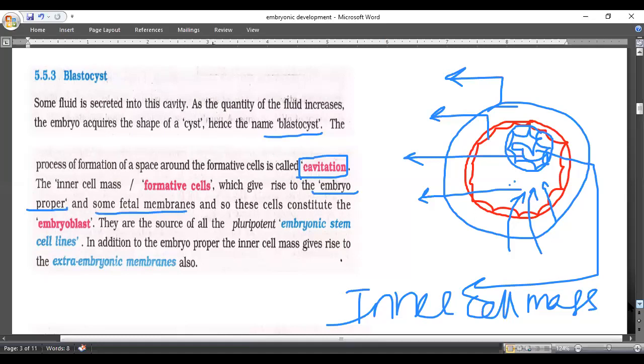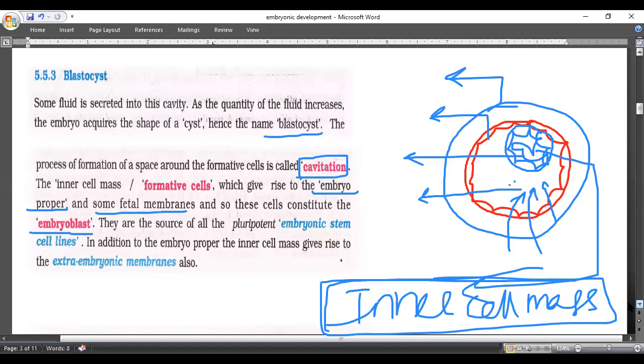So talking about the future of the inner cell mass, what happens with it? This inner cell mass is going to form the embryo proper, that means the total embryo. Then from here itself, some fetal membranes are also going to be formed. You need to understand it in that manner. When we go further, we'll find them. So these cells constitute the embryoblast.